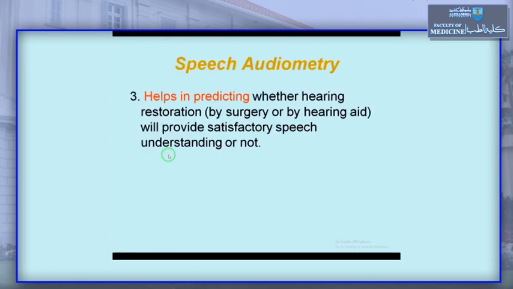Finally, the word discrimination score can help us detect who is the patient that is in need of a rehabilitation or restoration of his hearing, either by surgery or by hearing aids.